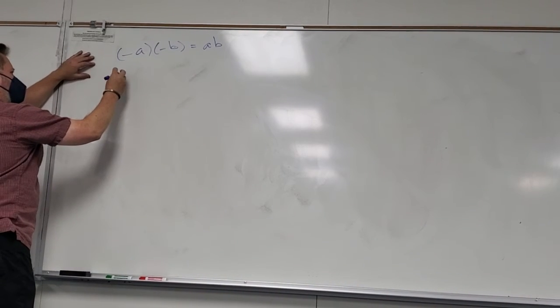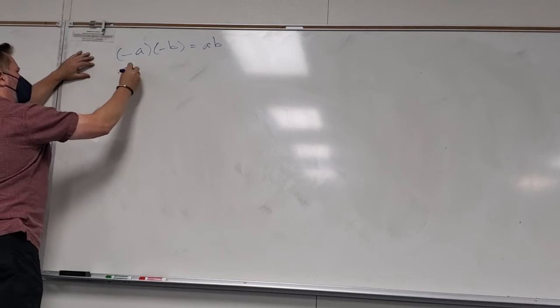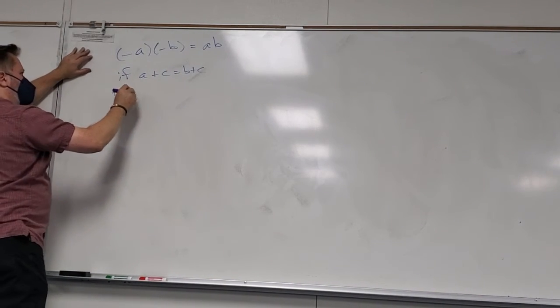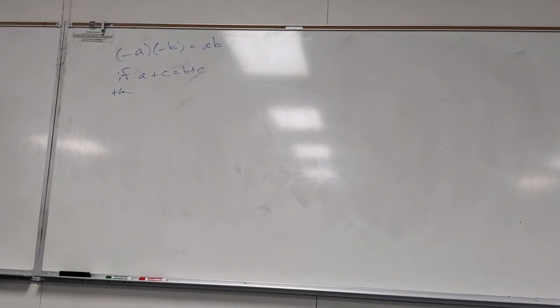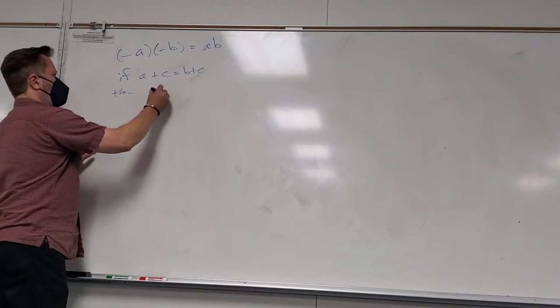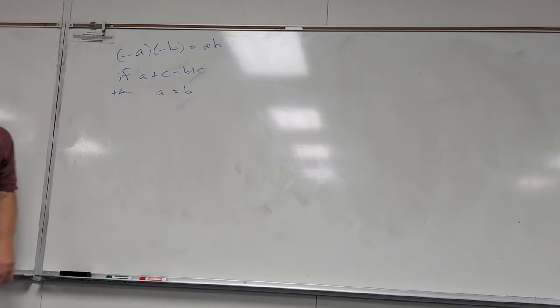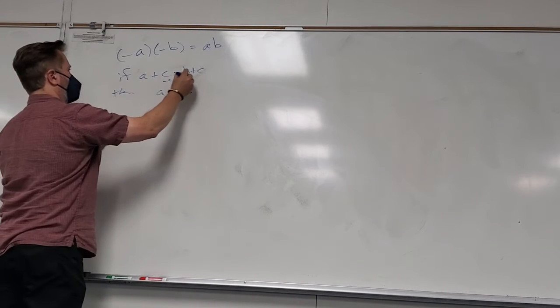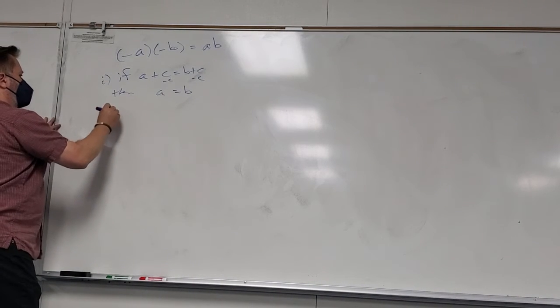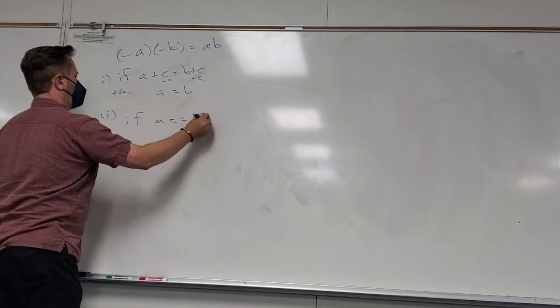Something I skipped earlier was, if A plus C equals B plus C, then what must be true? If A plus C equals B plus C, how do A and B relate? A equals B. Yeah, why do we know that this means A equals B? Because if you subtract C. Yes, I could just subtract C from both sides, right? Good old basic idea of algebra and solving equations. What if AC equals BC?